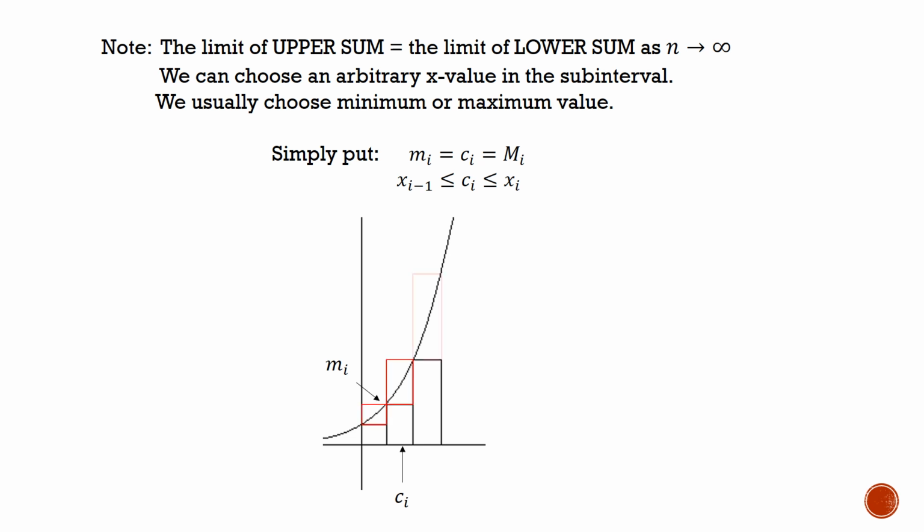Now, if I draw the rectangles where the right side touches the curve, that changes a little bit because now we have capital M sub I. So little m sub I represents the lower bound, capital M sub I represents the upper bound, and finally c sub I is simply a number in between that subinterval. Hopefully that clarifies quite a bit.